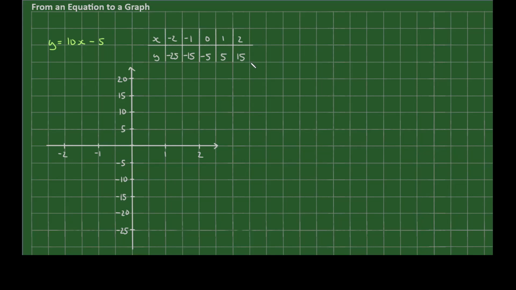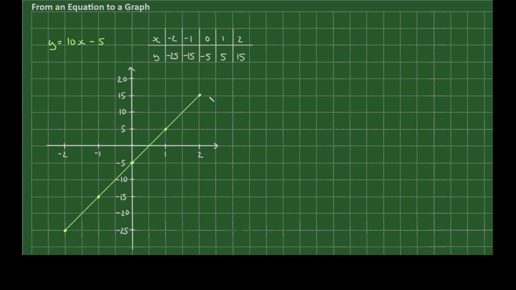Here are my x's, and now I can plot the points. When x is negative 2, y is negative 25. When x is negative 1, y is negative 15. When x is 0, y is negative 5. When x is 1, y is 5. And when x is 2, y is 15. And to make everything neat, I'm going to connect these points with a line.